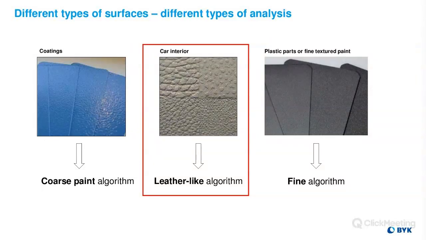We're not going to have time to talk about all 3 today, but I chose the leather-like algorithm to talk about. This is for materials that have that leather-like structure that you can see from this image here. Things like vinyl upholstery could benefit from these types of measurements.